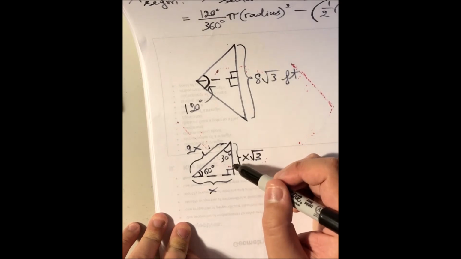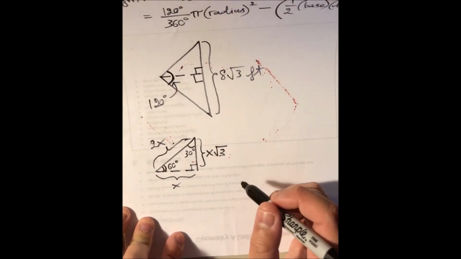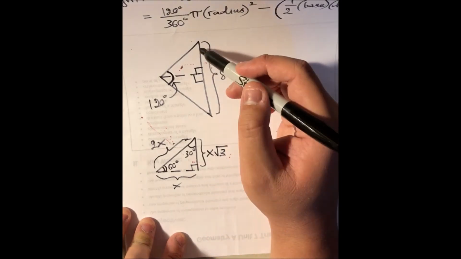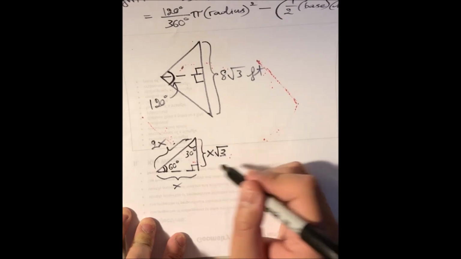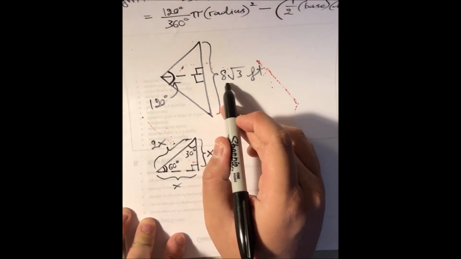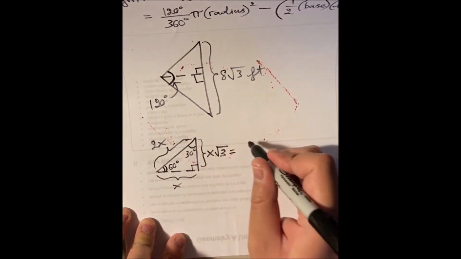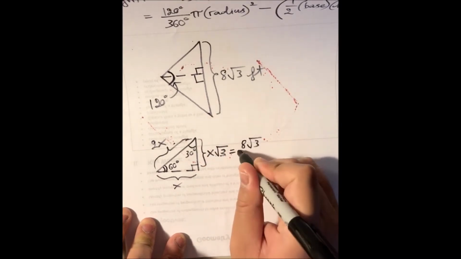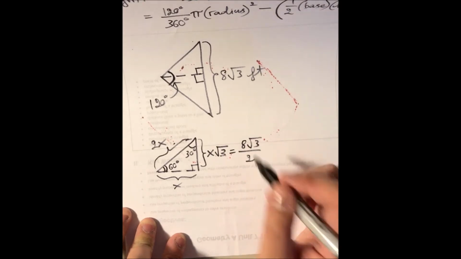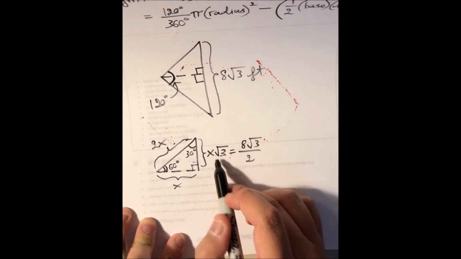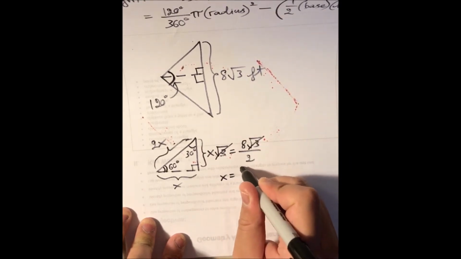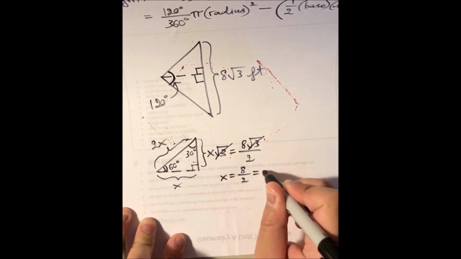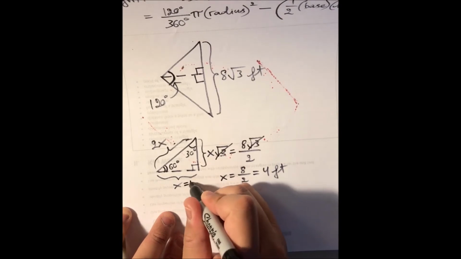If we take a look at the long leg right here, we know that this long leg is only half of the entire base of the triangle. So we can set this formula equal to the value of the base of the entire triangle divided by 2, because it is only half of the base. Well, let's see, we have the same term, square root of 3, on both sides, so they cancel out. So we're left with just x equal to 8 over 2, which is equal to 4 feet. Well, if x equals 4 feet, this is going to be 4 feet as well.